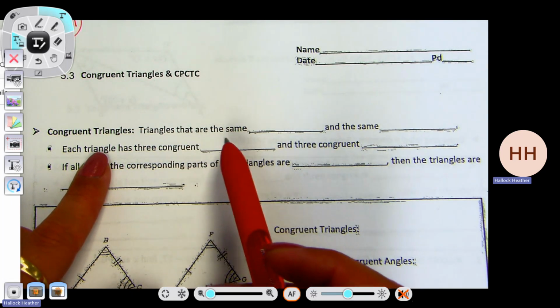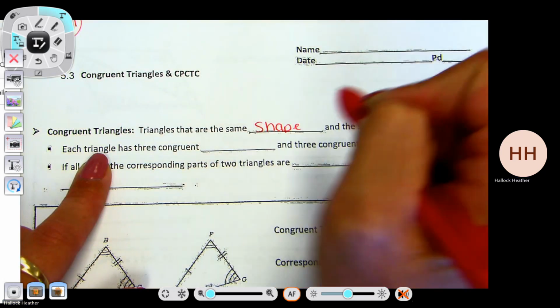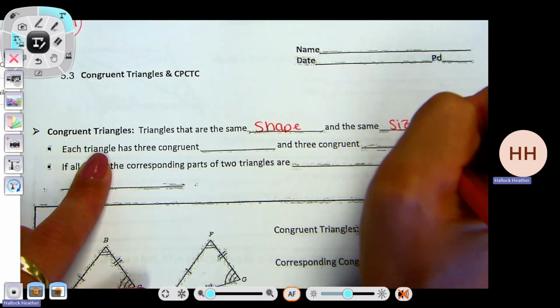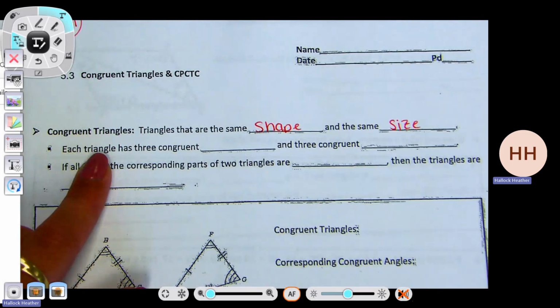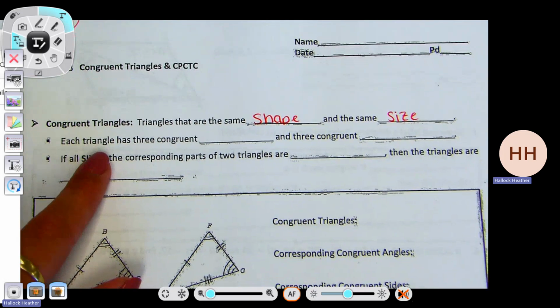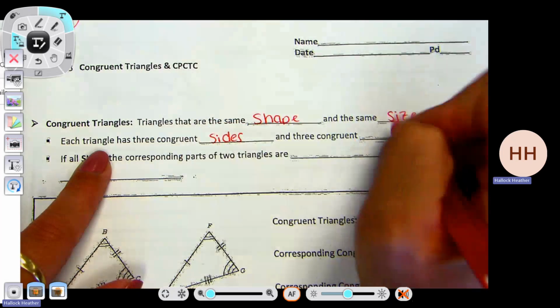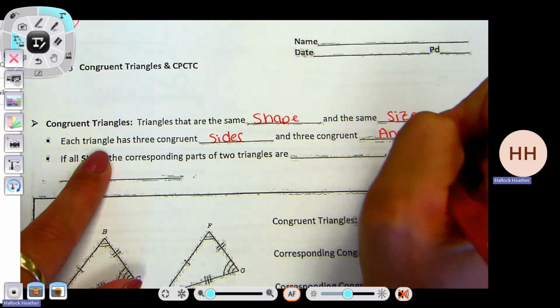If triangles have the same shape and size, they have to be literally identical. So they have to be the same size, they have to be the same shape, because congruent means equal. Each triangle has 3 congruent what? Angles. Sides and angles. They're not the same thing.